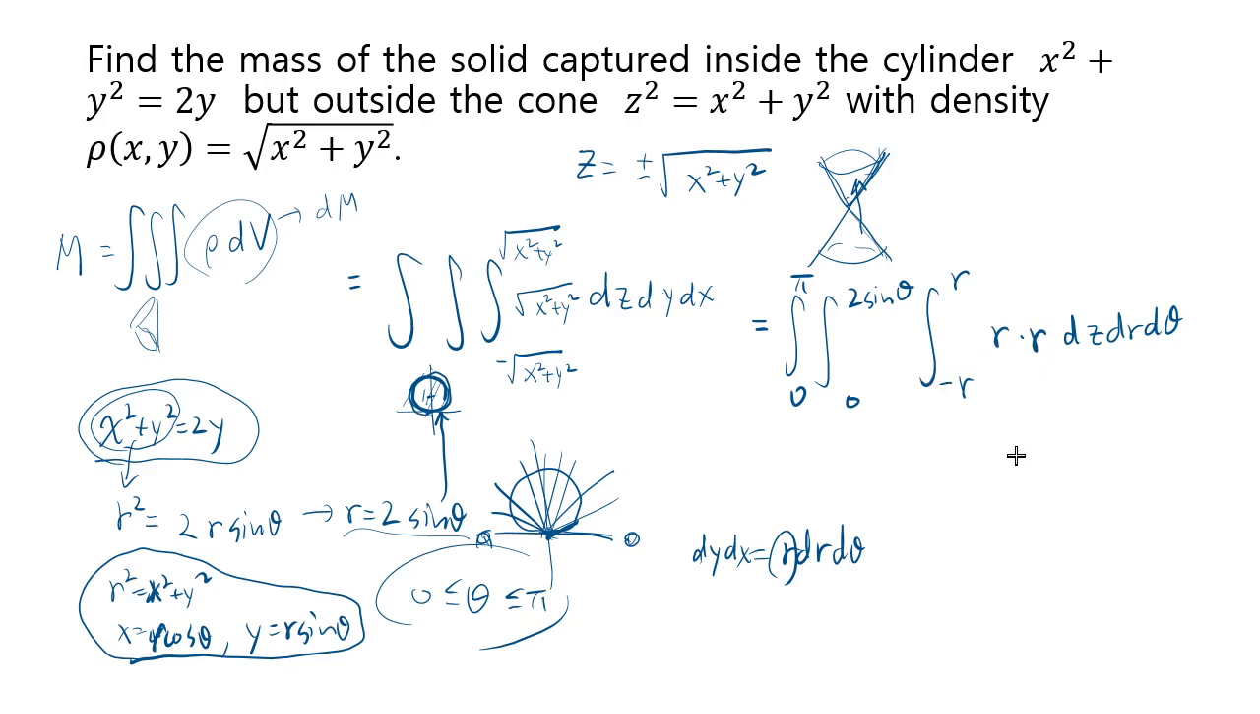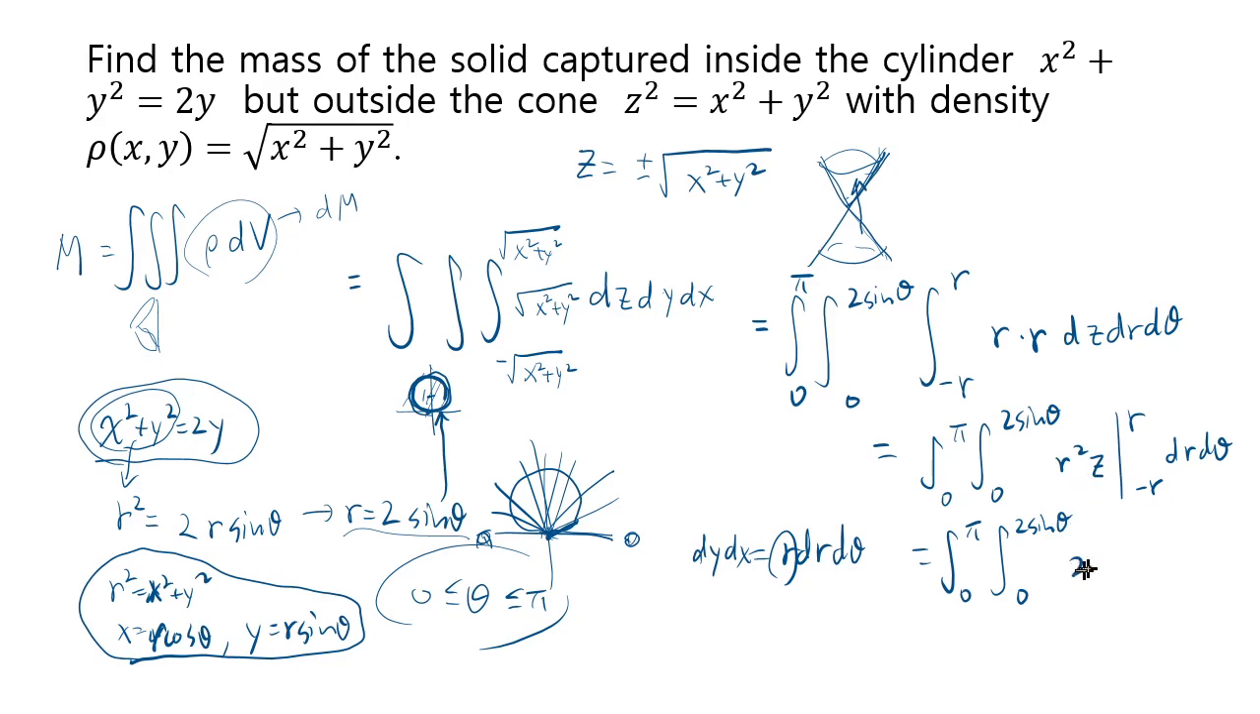R squared integrates to, this is r squared, but you're integrating by z, right? So you have 0 to pi, 0 to 2 sine theta, r squared, that's a constant, so if you integrate by z, it's just r squared z, and you're plugging in r and negative r into z. So when you do plug in r, that's r cubed minus negative r cubed, so it's going to be integral from 0 to pi of, you still have to integrate by dr and d theta, 0 to 2 sine theta, and then this will be 2 times r cubed dr d theta.